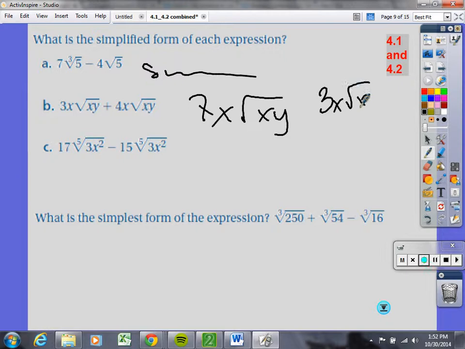What if it was this way? Can I combine those? 3x square root of xy plus 4 square root of xy. You could do this. Factor that out. I'm just talking in general.